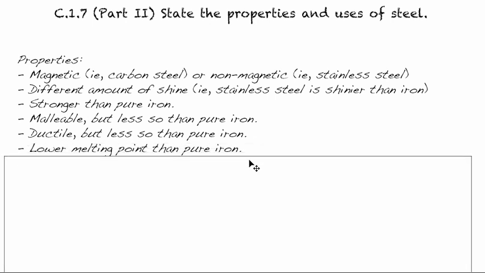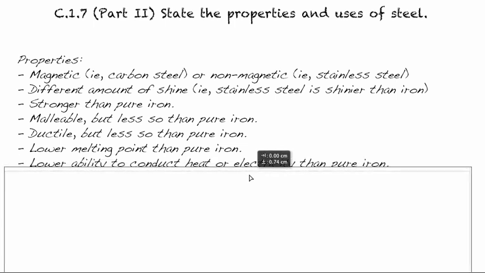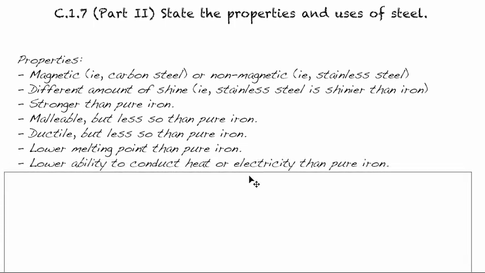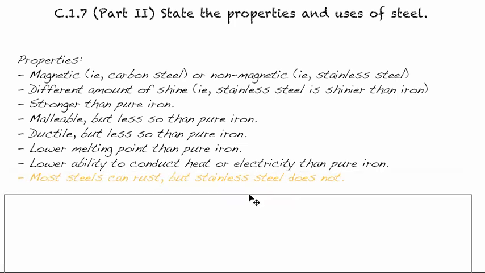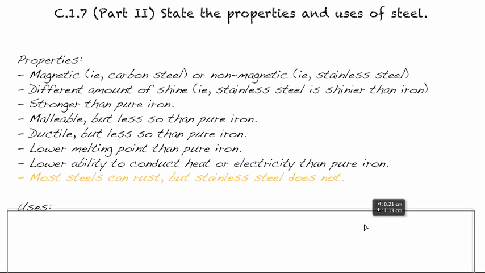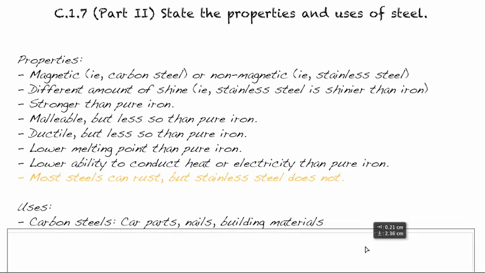It has a lower melting point than pure iron. And it has a lower ability to conduct heat or electricity than pure iron. Most steels can rust, but stainless steel does not. Now, just to quickly reiterate, steel is made of iron with carbon mixed in, and so they are actually an interstitial alloy. The carbon is stuck in between.